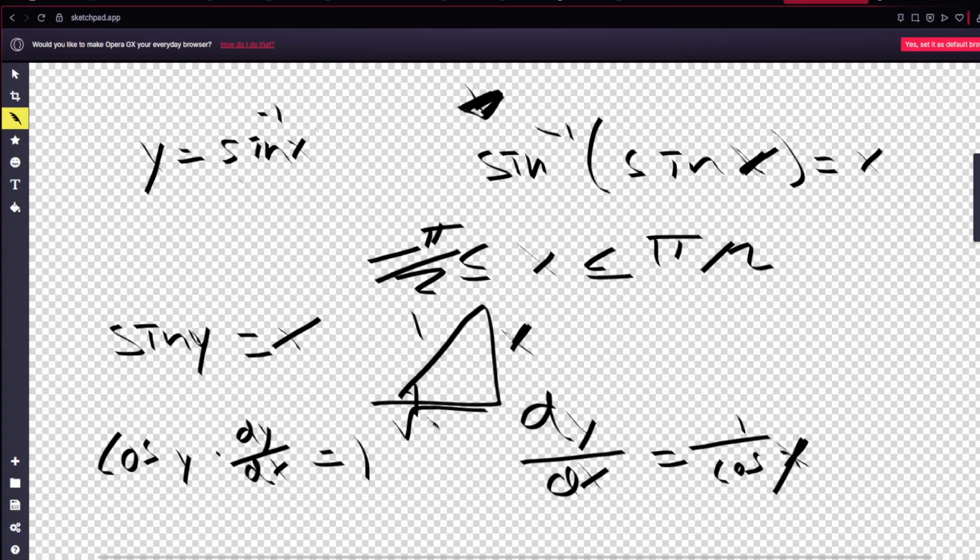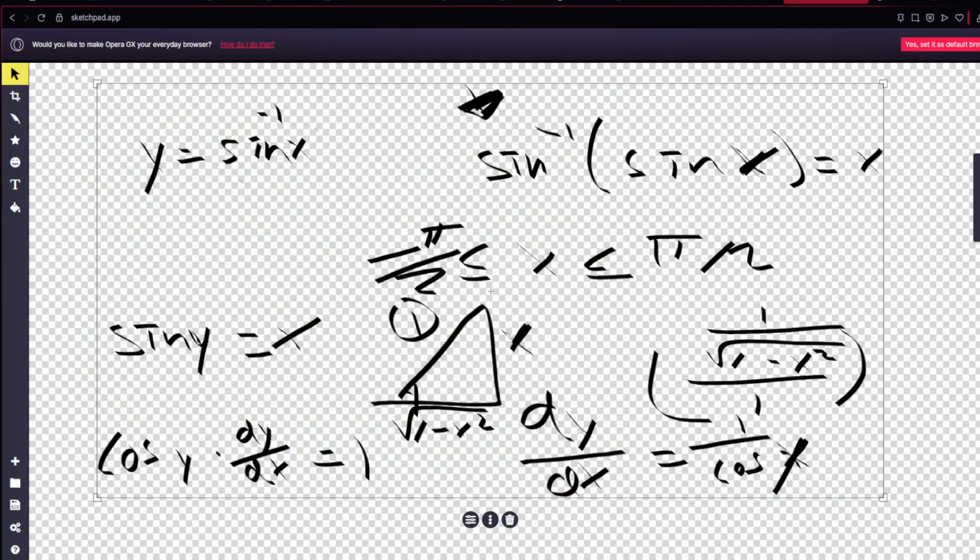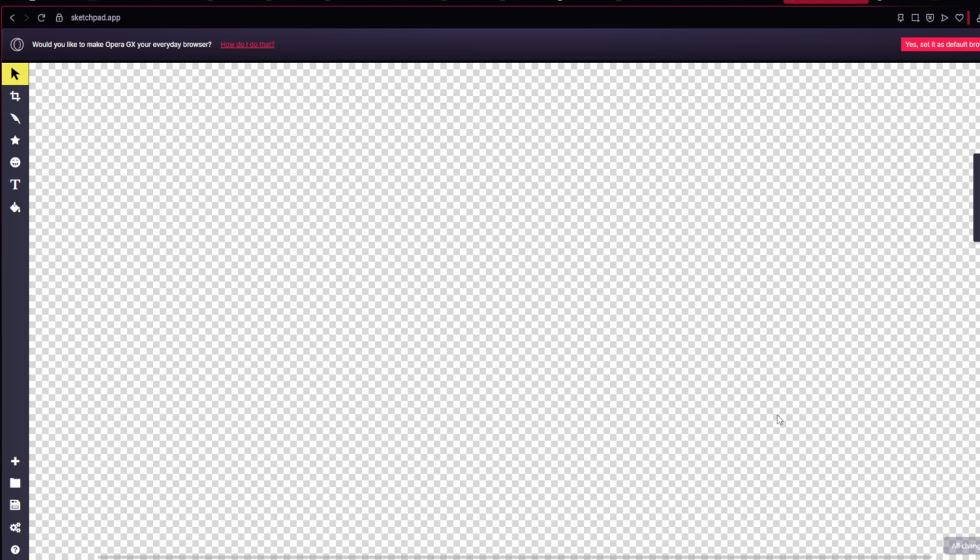Then we know that this is going to be the square root of 1 minus x squared, and the cosine of y is therefore going to be adjacent over hypotenuse, which is the square root of 1 minus x squared. And we don't have to worry about the hypotenuse here because it's just divided by 1, which is essentially the same thing. So that's your sine function derivative there. That one's pretty simple.